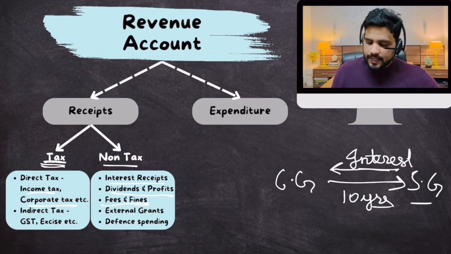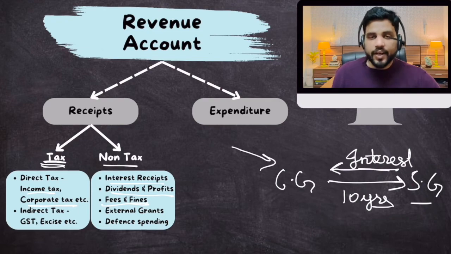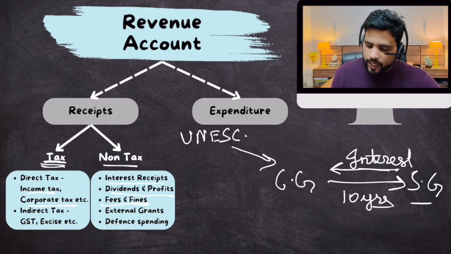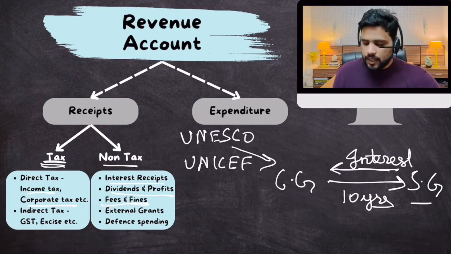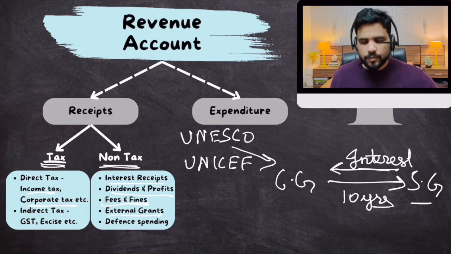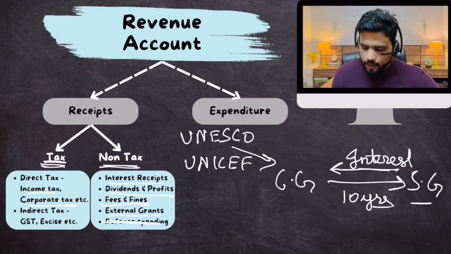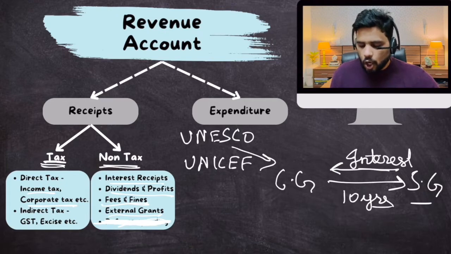Clear? Then sometimes the central government of India receives grants from international organizations like UNESCO, UNICEF, right? These are categorized as non-tax revenue, external grants. Okay?